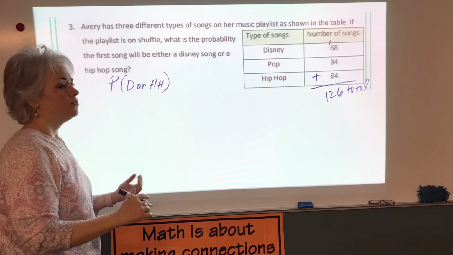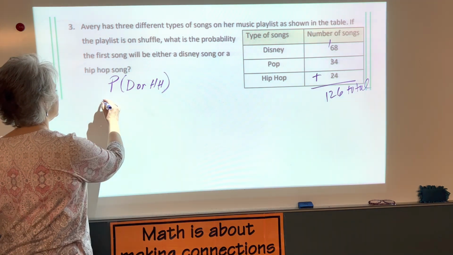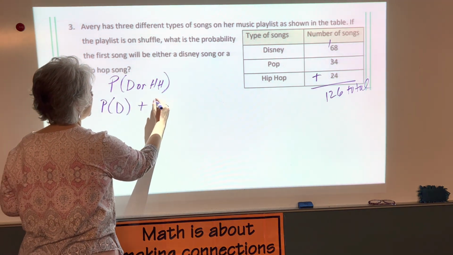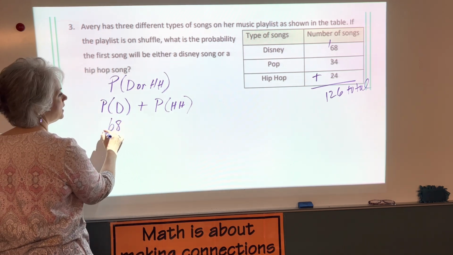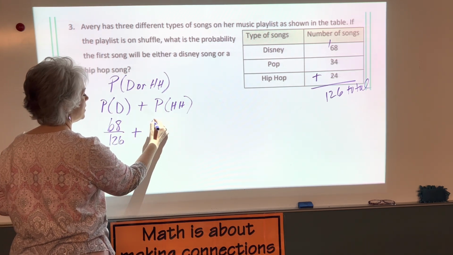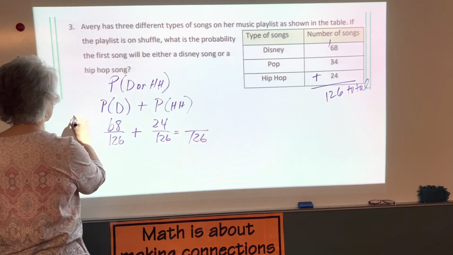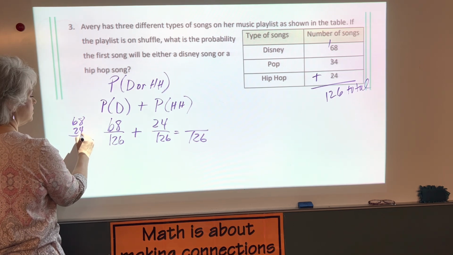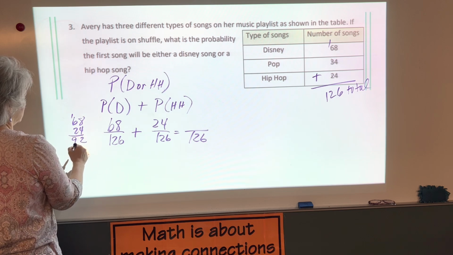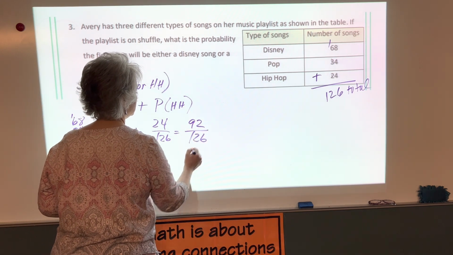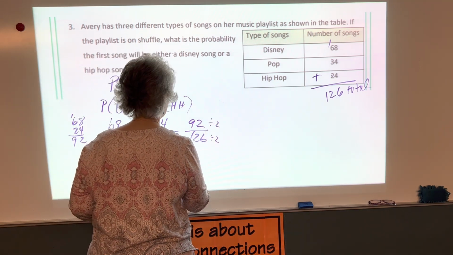Okay? And those things don't overlap, so it's mutually exclusive. So we're going to find the probability of Disney and add it to the probability of hip hop. So Disney is 68 out of 126. Hip hop is 24 out of 126. 68 plus 24 is 92, and then they're both even, so we can reduce those.